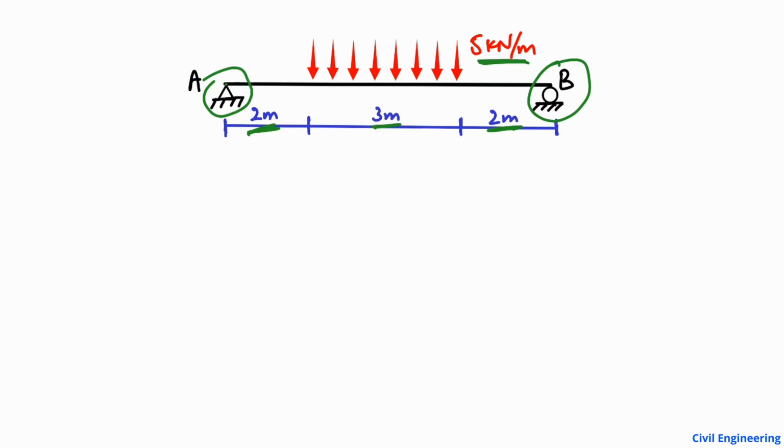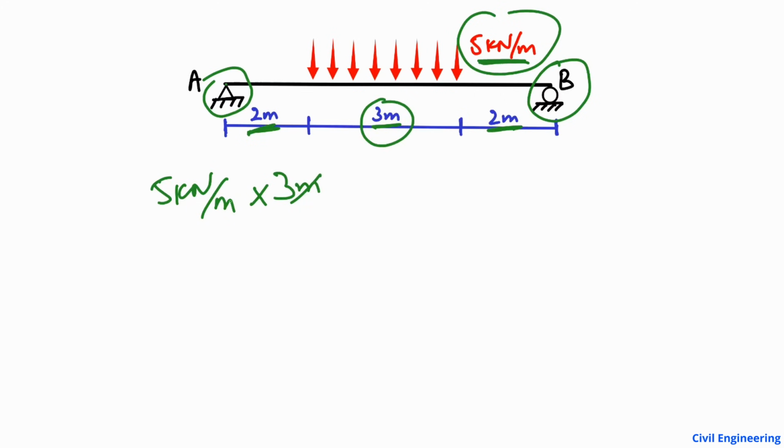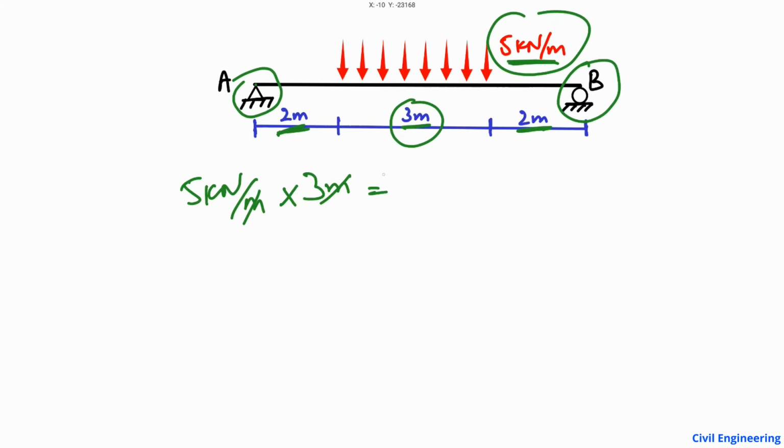So how? Just follow this step. You just take the load 5 kilonewton per meter, multiplying it with the distance on which it is distributed. So it is distributed on 3 meter length, 3 meter. So meter will be cancelled. We will get 15 kilonewton.